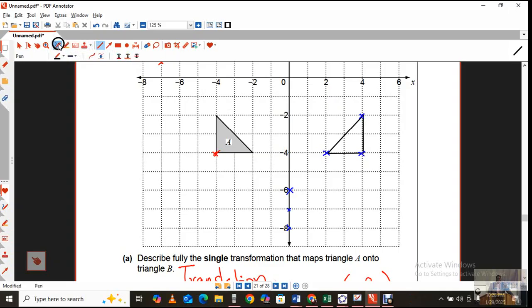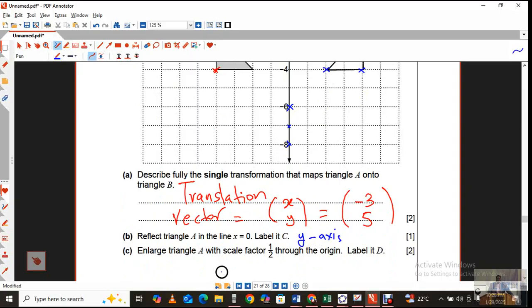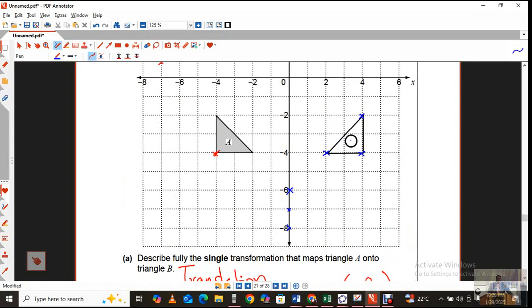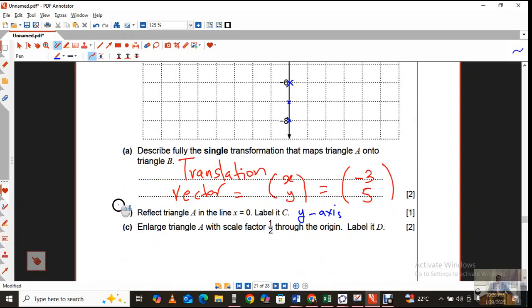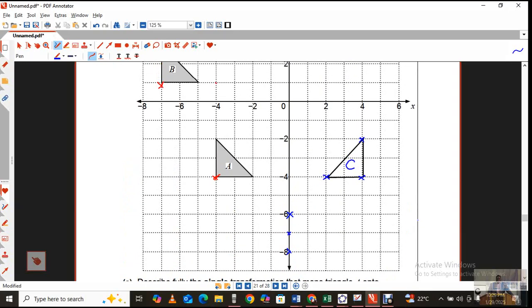Right, and then it says label it, and you're supposed to label it what? Label it C for 1 mark. And you label, say, okay, this is C. That's it. Correct reflection. Halfway between, okay, the y-axis. Right. Then enlarge triangle A with a scale factor of 1/2. When you enlarge, and they're giving you the center through the origin, origin is the center. So my center is the origin 0, 0. This is my center. It's here, the origin.